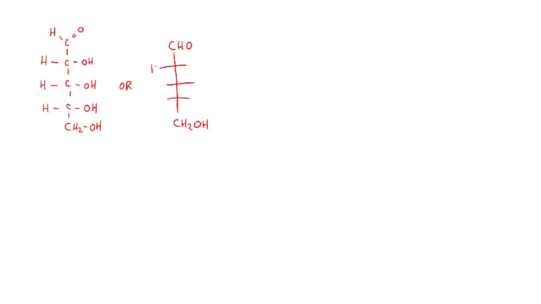These two structures show the same thing. Each cross represents a carbon atom, and so we have a chain of 5 carbon atoms. Our carbonyl is at the top. CHO means aldehyde, and then each of the other ones have an OH on them. So for this particular monosaccharide, you can see that we have 3 chiral centers.